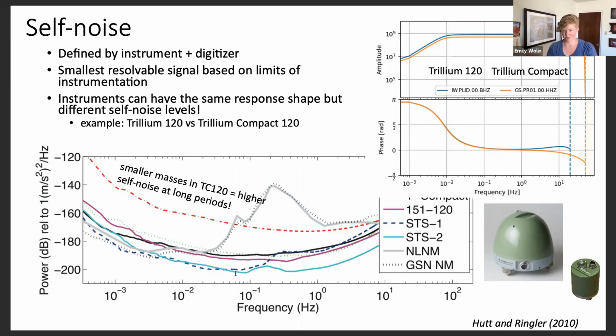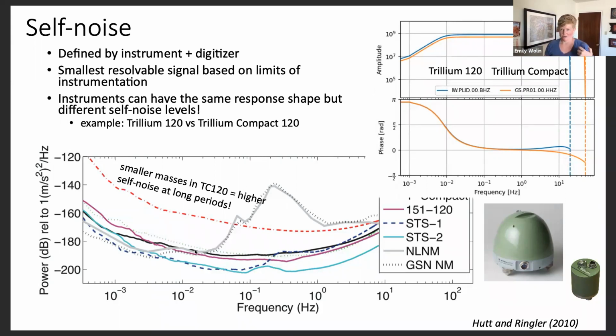As our first question asker just pointed out, nodes will have very different self-noise levels than the broadbands that I was just showing you, right? And different instruments can have the same response shape. If you look over on the right here, we have responses for a Trillium 120 seismometer, this big dome-shaped seismometer about the size of a bowling ball, and a Trillium Compact, same manufacturer, but smaller, about the size of a can of soda. Weighs much less. And these instruments both have a 120-second corner, right?